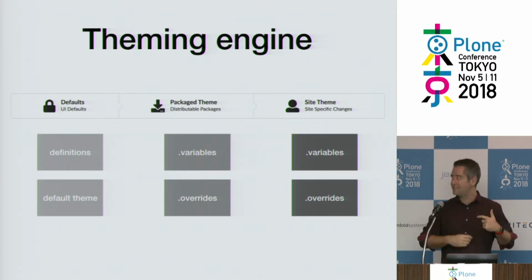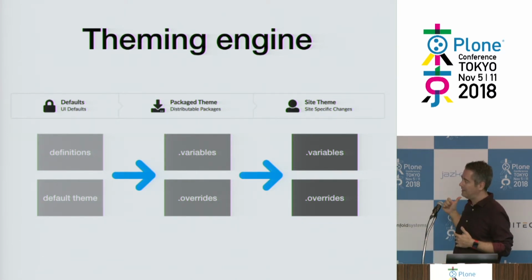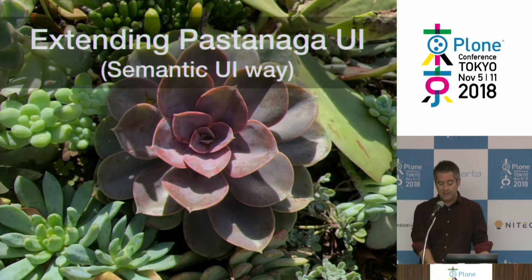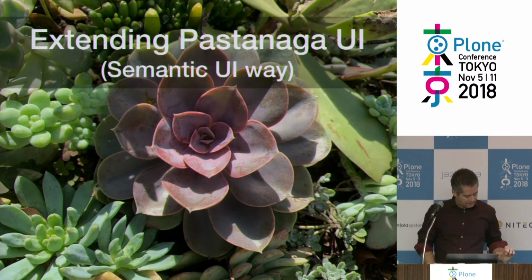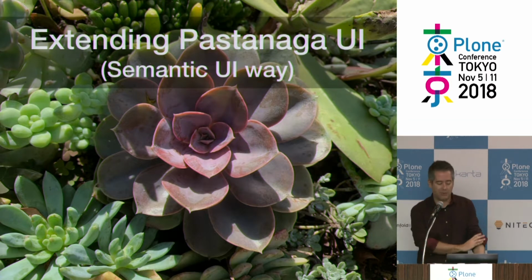So this is the full cascade. And it goes like this, in this direction. And the rightmost one is the one that wins, either using variables or using overrides. And I think it's great, and it's a great idea that we only have to take advantage of. So, how are we going? Okay, so we are extending Pastanaga UI, the Semantic UI way.